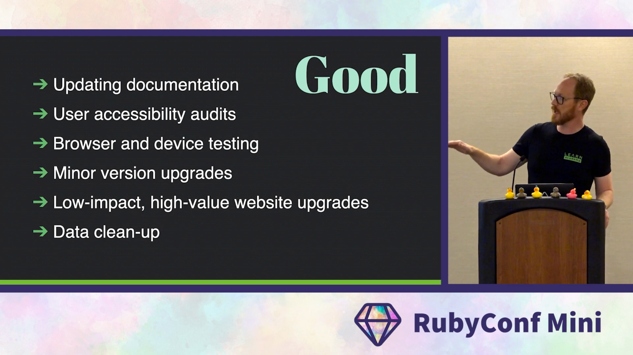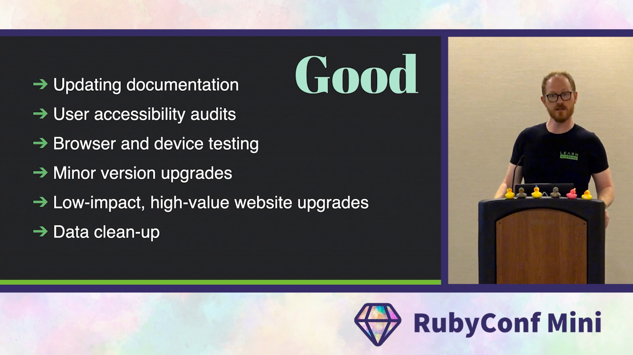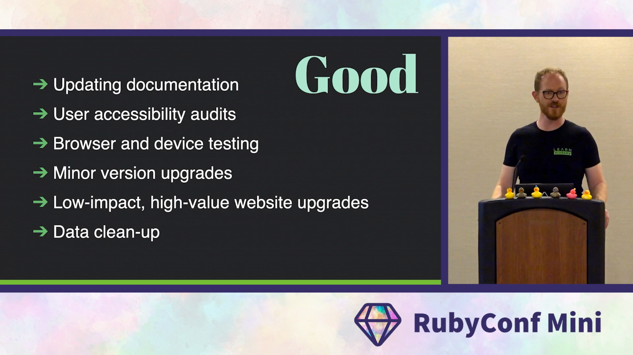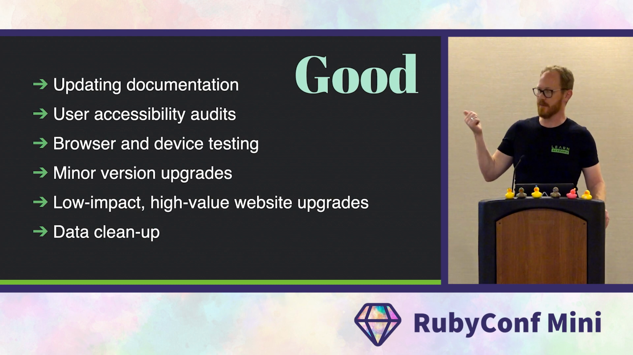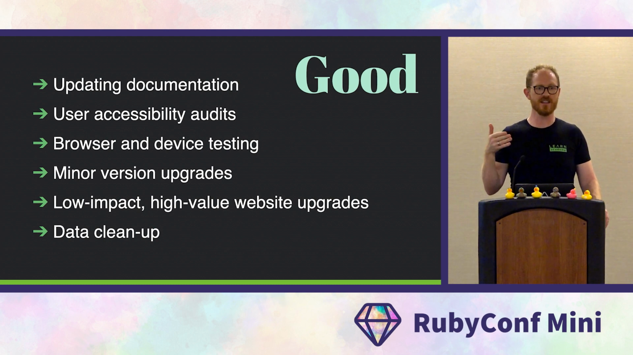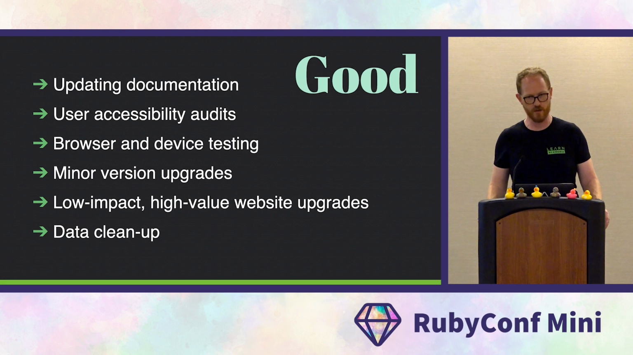Browser and device testing, minor version upgrades. In the Rails world, this is a great thing to do. Probably not a Rails 6 to 7, but a Rails 6.1 to 6.2. And actually the inverse of that, and I'll talk about this in a second, a project to avoid is anything under like 2 or 3 major versions back. So sub Rails 5 would not be a good project for them.